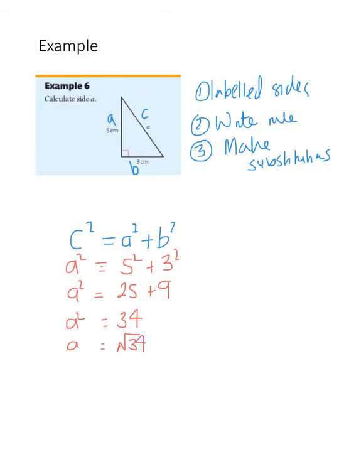And the square root of 34 is 5.83. Now the question hasn't specified whether it's 1 decimal place or 2 decimal places, so I'll give my answer to 3 significant figures, and there we go. So follow the basic rules: label your sides, write out the rule, make your substitutions, and then calculate.